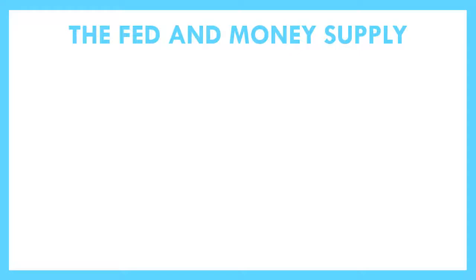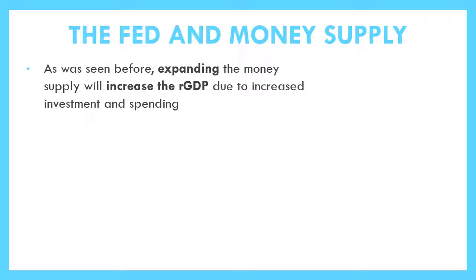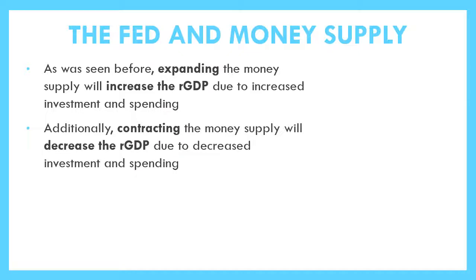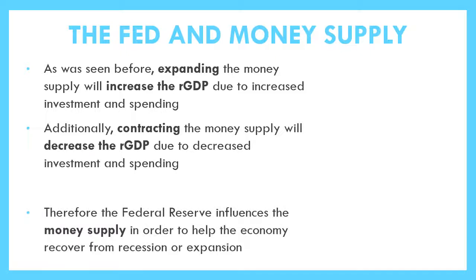So, how does the Fed interact with this money supply? Well, as you saw, whenever we have an expanding money supply, we'll have an increase in GDP due to increased investment and an increase in spending. At the same time, whenever we have a contracting or shrinking money supply, our GDP is going to decrease due to decreased investment and decreased spending. So the Federal Reserve can actually influence this money supply. They can change the money supply in order to help our economy recover from a recession or expansion, meaning that whenever we're outside of our long-run equilibrium, the Federal Reserve can do some things to increase or decrease our aggregate demand and bring us back to that long-run potential.